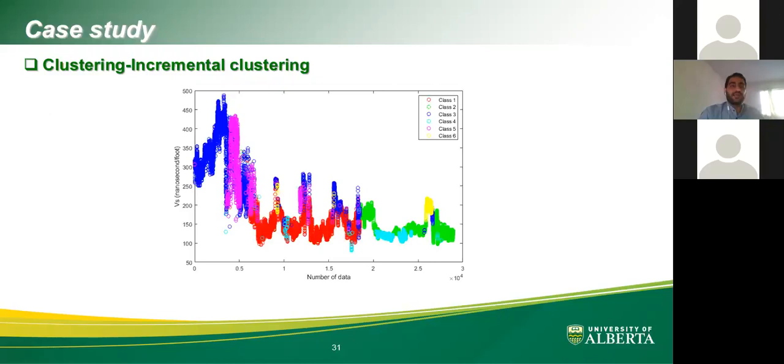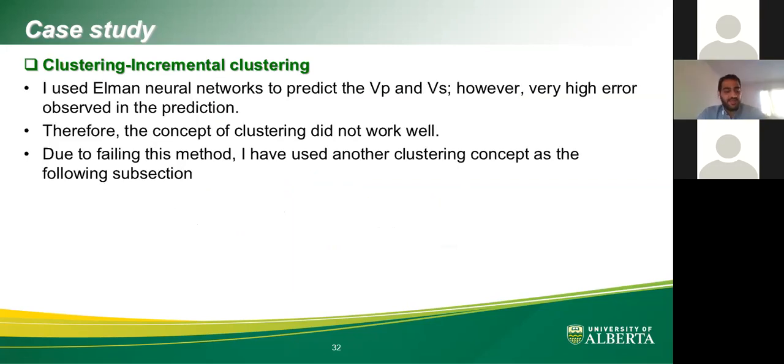I used this clustering algorithm, and my database was clustered into six classes, six clusters. As you can see here, the shear velocities of these clusters are somewhat close together, and at first look it's somewhat logical. But after the clustering, I used an Elman neural network to predict VP and VS. However, I observed a very high error. For example, the RMSE for VS prediction in some clusters was about 85, which is a very high error. And I thought, how can I figure out this problem?